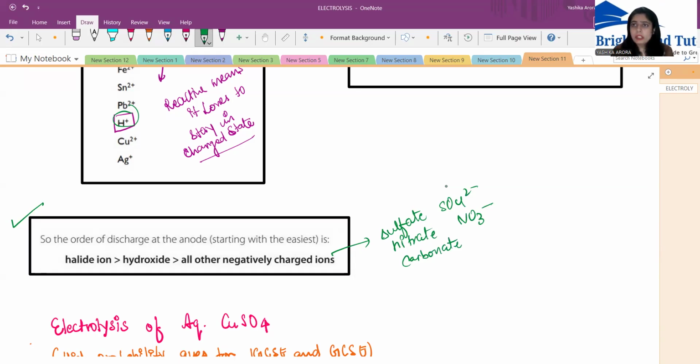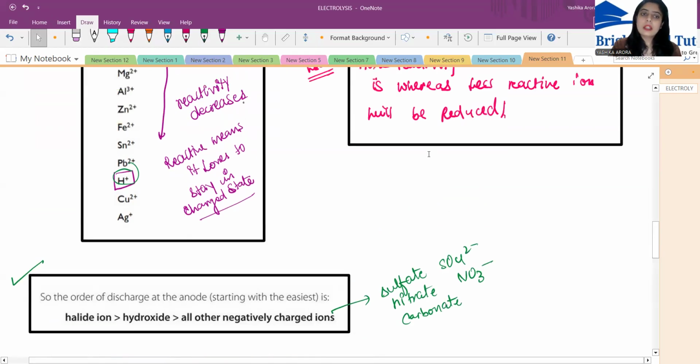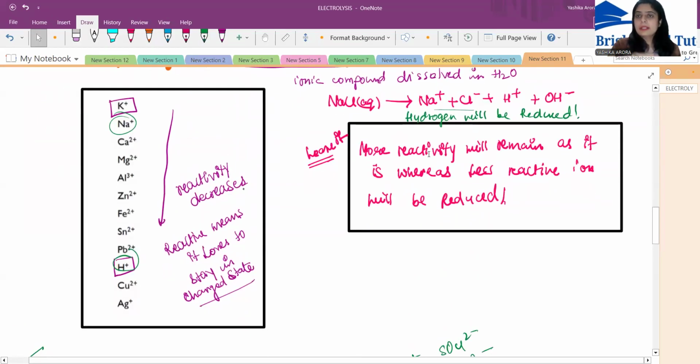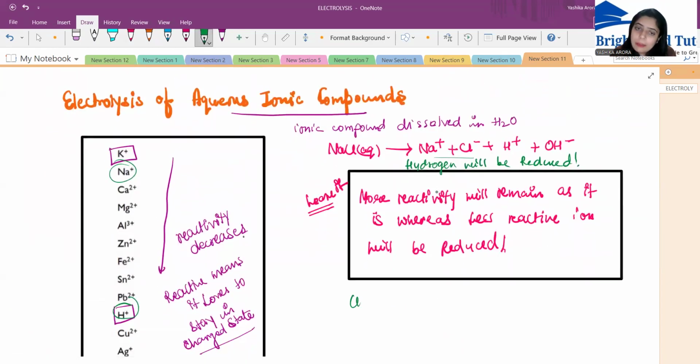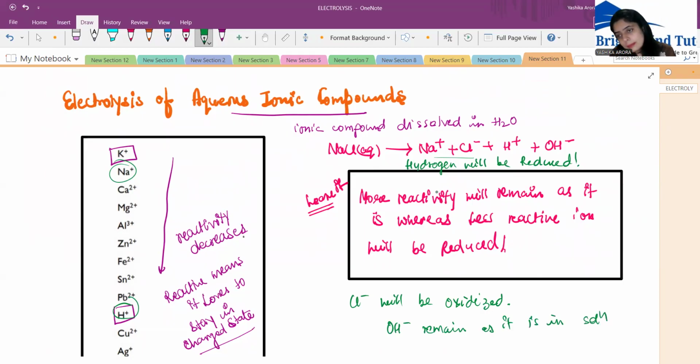For the carbonate, I want you to comment down the chemical formula for the carbonates. Fine. So here I have Cl minus and OH minus. Check. Halides are preferred. So therefore, Cl minus will be oxidized, and OH minus remains as it is in solution.